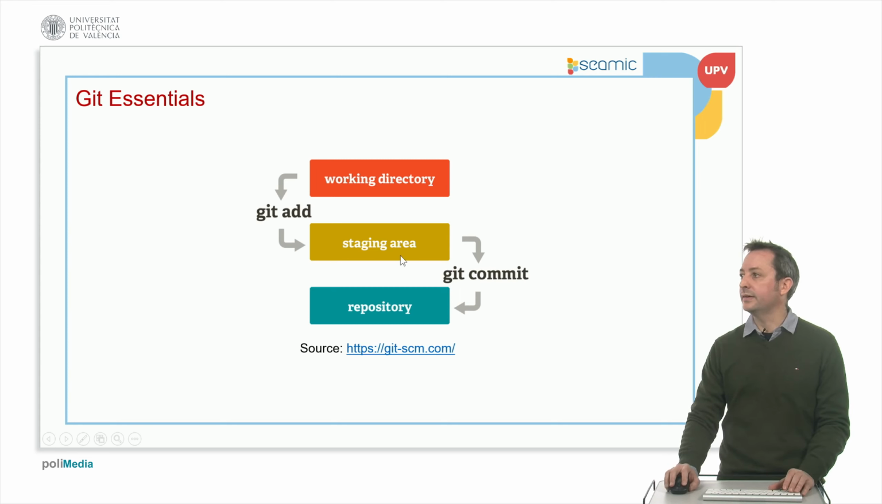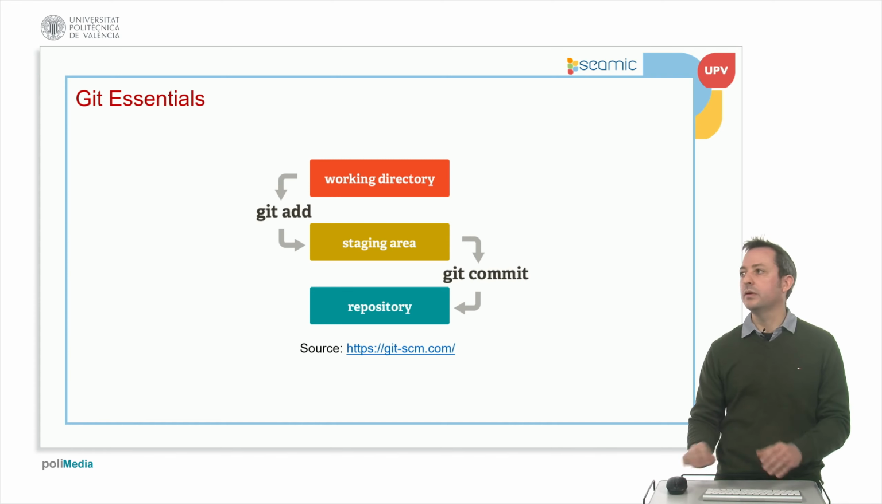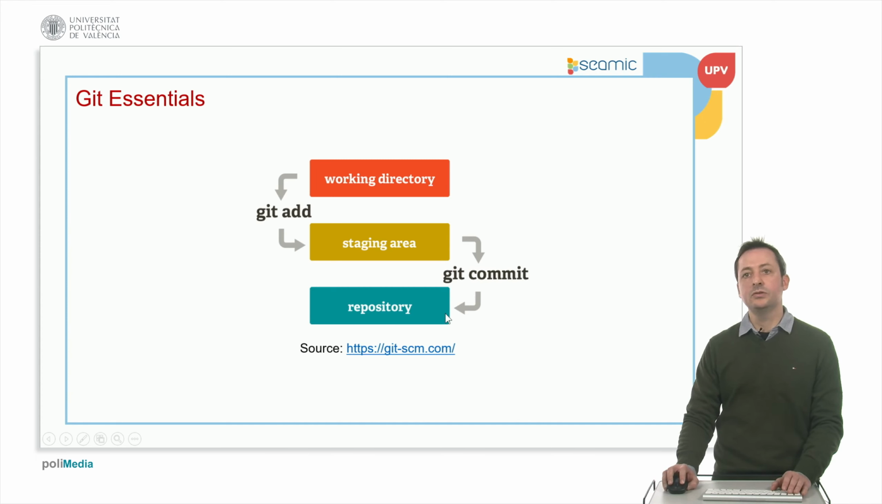And the third component is the staging area, that is the area for the preparation of the next commit. So the typical workflow allows us to add files to the staging area, that are those files prepared for the next commit, and then we can commit these files that are in the staging area to create a new snapshot, and this information is saved in the repository.